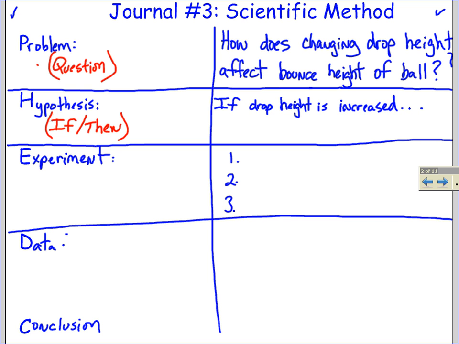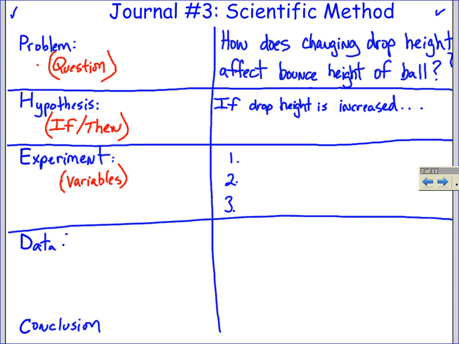What you do want to make sure that you address in here to make it good is you want to make sure you're addressing your variables. Now we're going to talk a lot more about this in later journal entries, but variables are important. In other words, you got to say things like, well, I'm going to drop it from 100 centimeters, and I'm going to drop it from 75 and 25. That's actually an independent variable. I'm telling you what the variables are that I'm going to use.